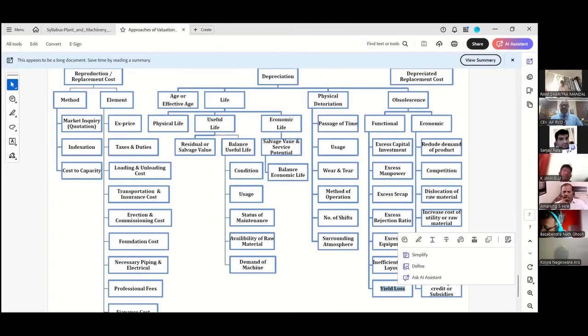Okay. Next. Anyone else? A subject machine is suffering from yield when compared to the market. Market available machine, number of units produced by the new subject machine when comparing with the new machine. Functional obsolescence due to the actual capital investment. What does this mean?